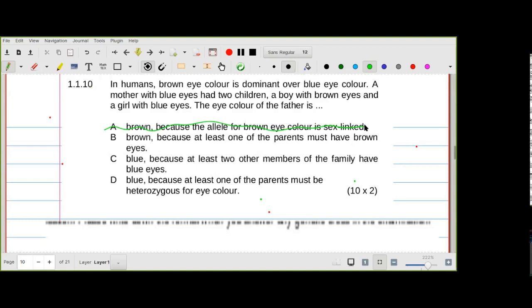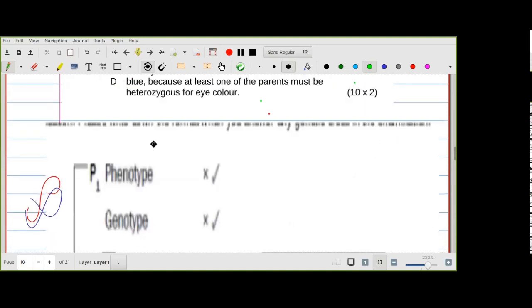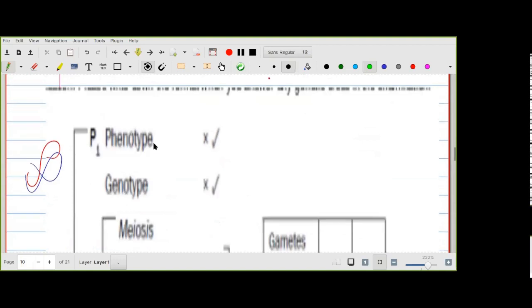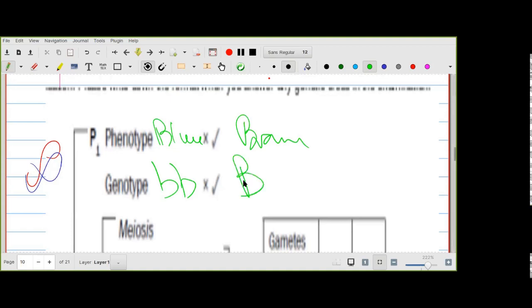Then, the father's eyes had to be brown. Why? Because mommy's eyes were blue, and for her to have children with the dominant brown, daddy had to have brown eyes. Okay, so let's quickly do the genetic cross on this. Phenotypes: mom with blue eyes, and dad with brown eyes. No, that's blue eyes, so that's a small letter b, small letter b. Daddy with brown eyes, in this case, he had to have a capital B. He's got brown eyes, but he's got a girl with blue eyes, so he's also got a small b. Although he's going to have brown eyes, he's heterozygous brown.